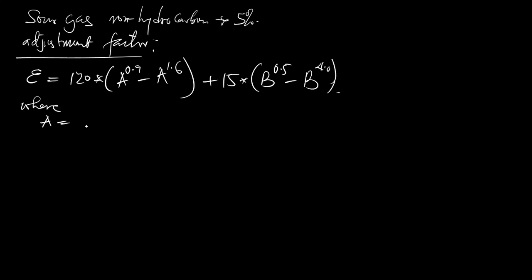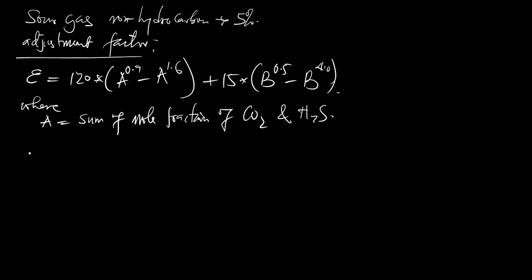A is equal to the sum of the mole fraction of CO2 and H2S, while B is the mole fraction of H2S. So the value for A is equal to the mole fraction of CO2 and H2S.